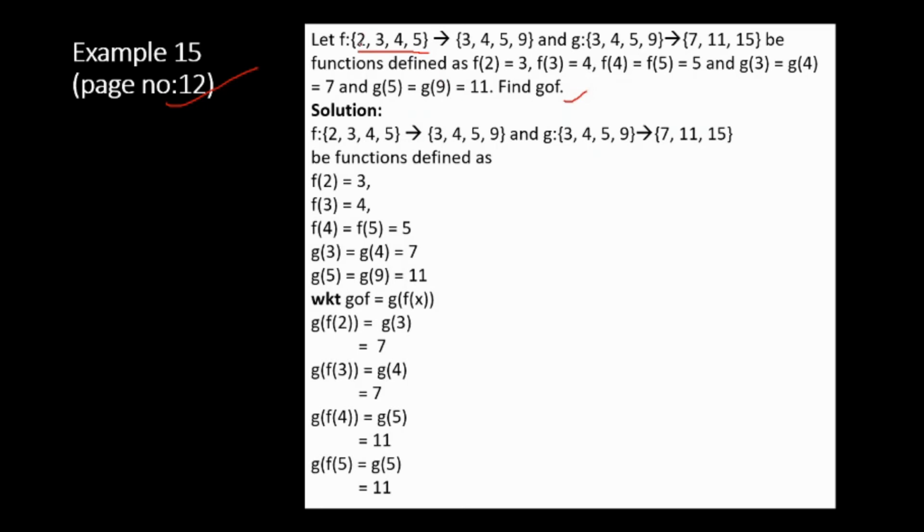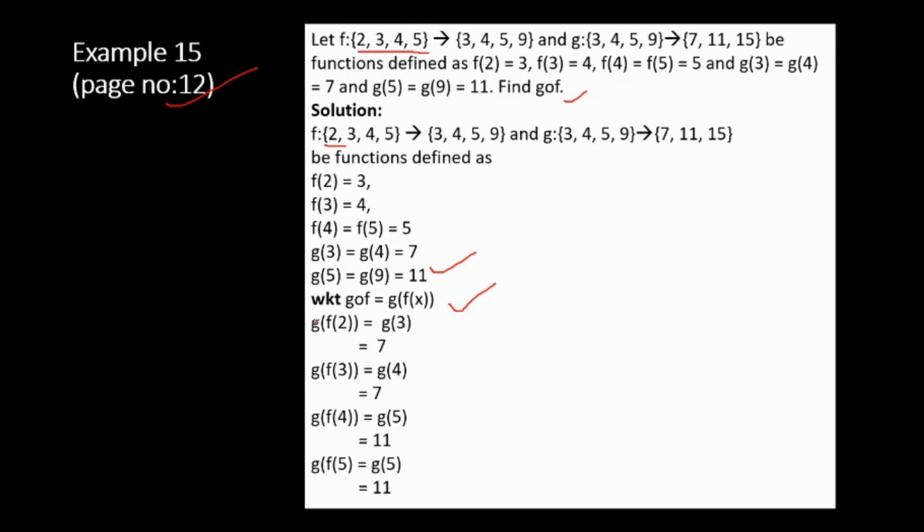So first let us write all the functions. We have written, we defined as, and all the given we have to write till here. So we know that g o f is equal to g of f of x. I need not repeat here. By the definition of composition of function, g o f is equal to g of f of x. So first we are supposed to find g of f of 2.